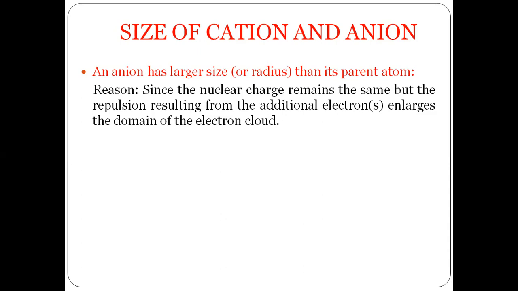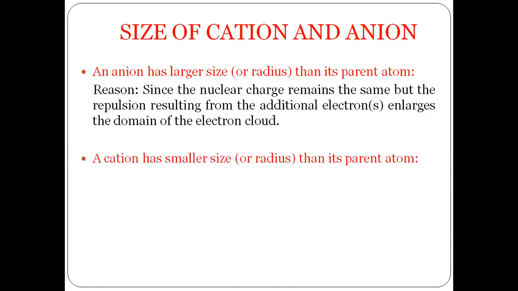Like if I have chlorine, chlorine has an atomic number of 17. So a chloride, Cl minus, will also have an atomic number of 17. But the only difference is that chlorine has 17 electrons, while chloride will have 18 electrons. So what will happen? That additional electron creates a repulsive force in the system, which will enlarge the domain of the electron cloud. It will expand the electron cloud. As a result, the size will increase. There will be repulsion in the system.